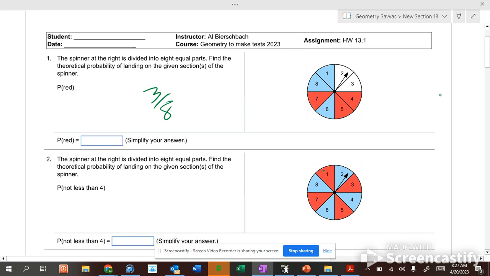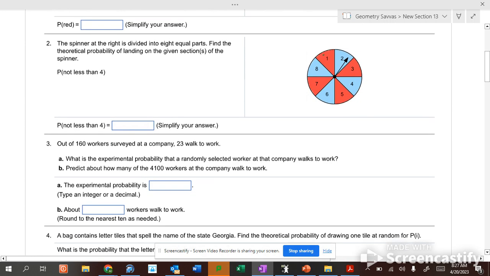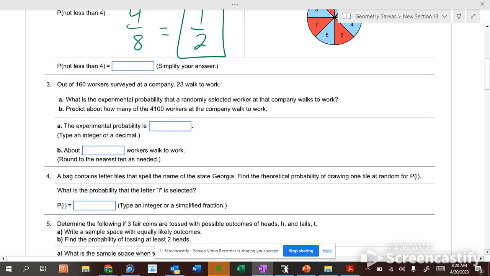What's the probability of landing on a number less than 4, Albert? Less than 4. Or not less than 4, sorry. Not less than 4. So if it's not less than 4, it should be what numbers? What numbers on this wheel right here are not less than 4? 5, 6, 7, 8. How many numbers did you just say? 4 out of the, how many? 8, which is half the time. Half the time. Okay, now we're going to do experimental probability.